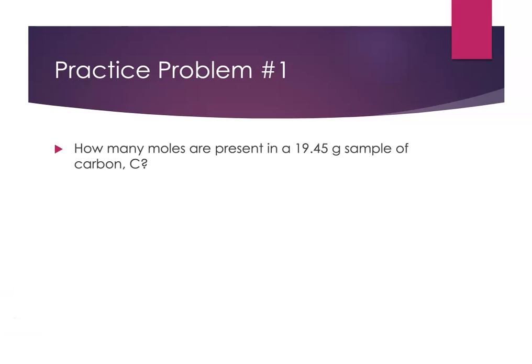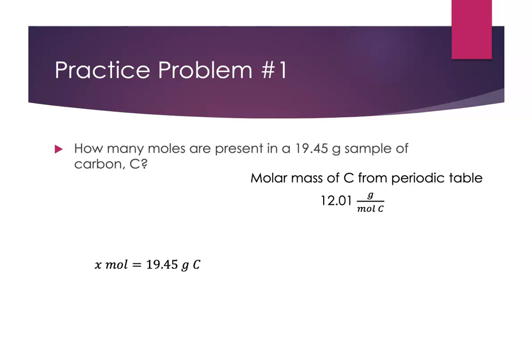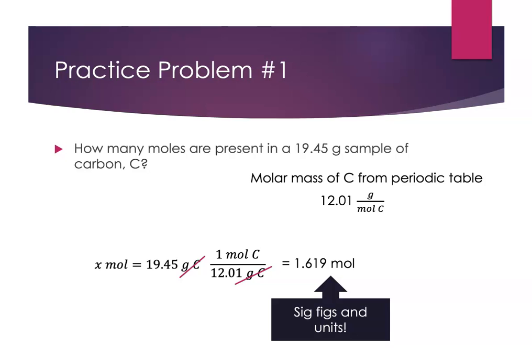How many moles are present in a 19.45 gram sample of carbon? Now, carbon's an element, and so we can find its molar mass directly from the periodic table, 12.01 grams per mole of carbon. I want to know moles. I'm given grams. I need to take that ratio and flip it upside down. When I do that, now the unit grams of carbon cancels. So 19.45 divided by 12.01, that's the math I need to do. And that gives me an answer of 1.619 moles. Remember to report your answer with sig figs and appropriate units. I had 4 sig figs in my initial mass of carbon. I'm going to report it with 4 sig figs, and my units are moles.